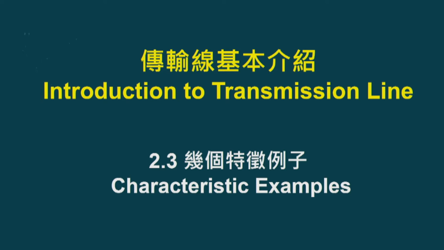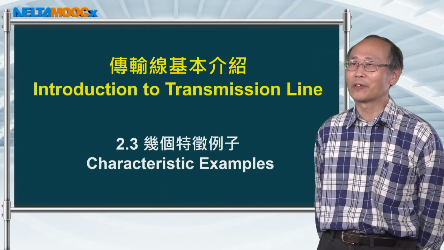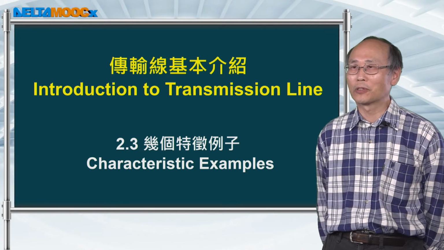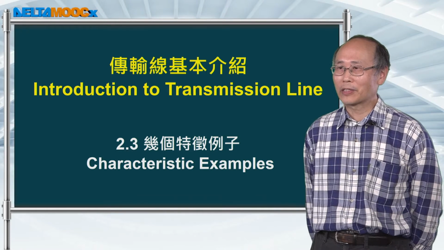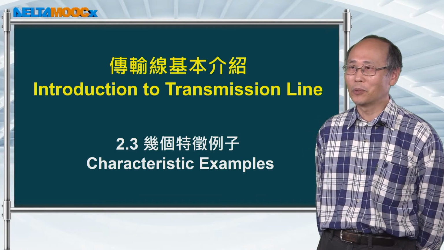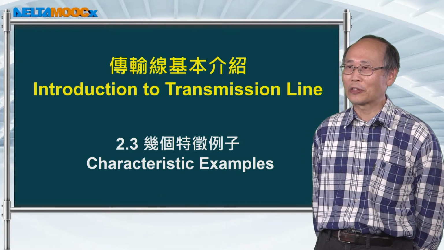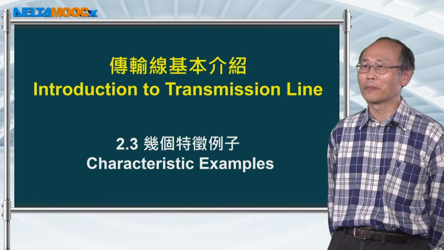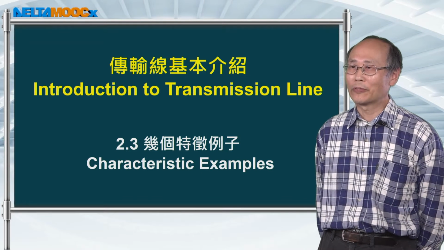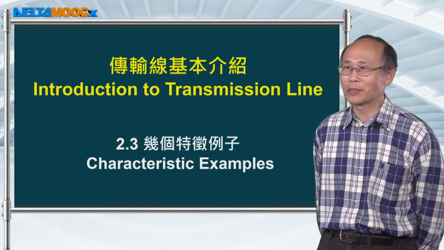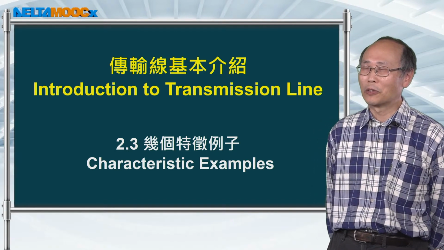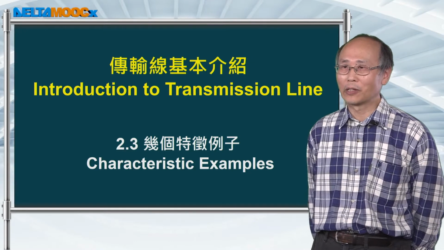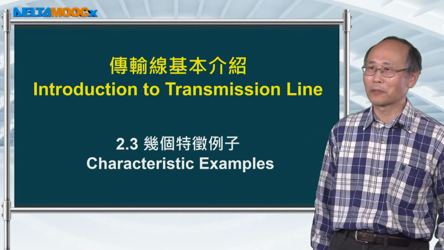In the first session, we try to understand a transmission line from basic concept and also some physical pictures. In the second session, we have a tool called telegrapher's equation to model the problem. Now, I want to give you a few characteristic examples to emphasize the concept and also start to use the result we derived from the last session.